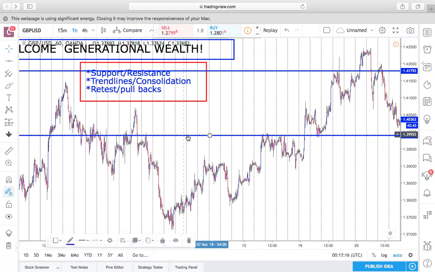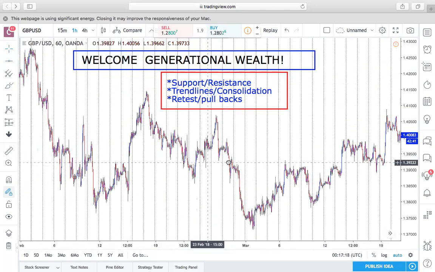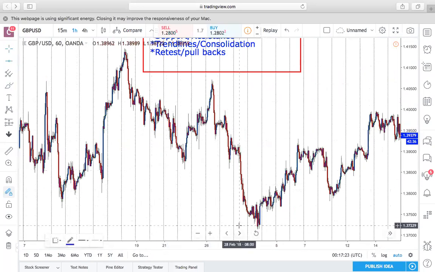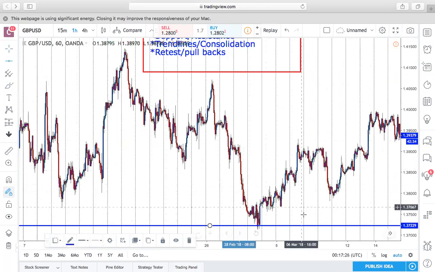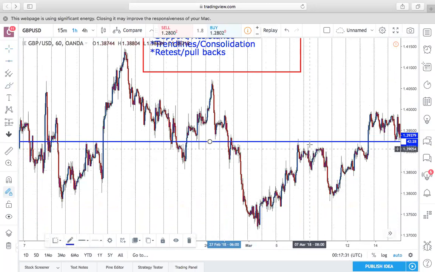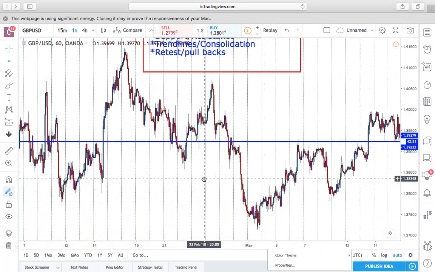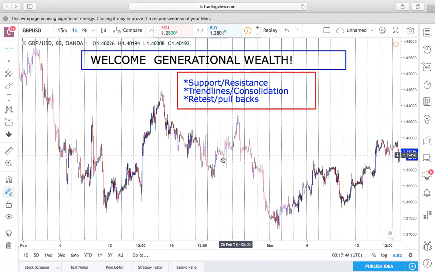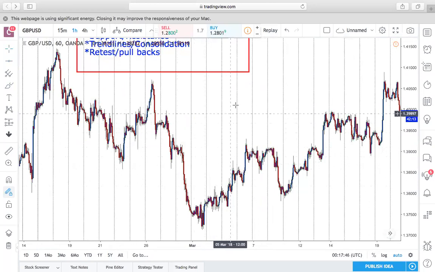So let's reiterate. Support and resistance: our support is our floor, meaning price will always reverse around that floor. Our resistance is our ceiling. When price acts as a ceiling, it will not break that ceiling. Trend line: always trade with the trend, especially for beginners. Consolidation is when the market is moving up and down in a sideways movement. You do not want to trade during consolidation.